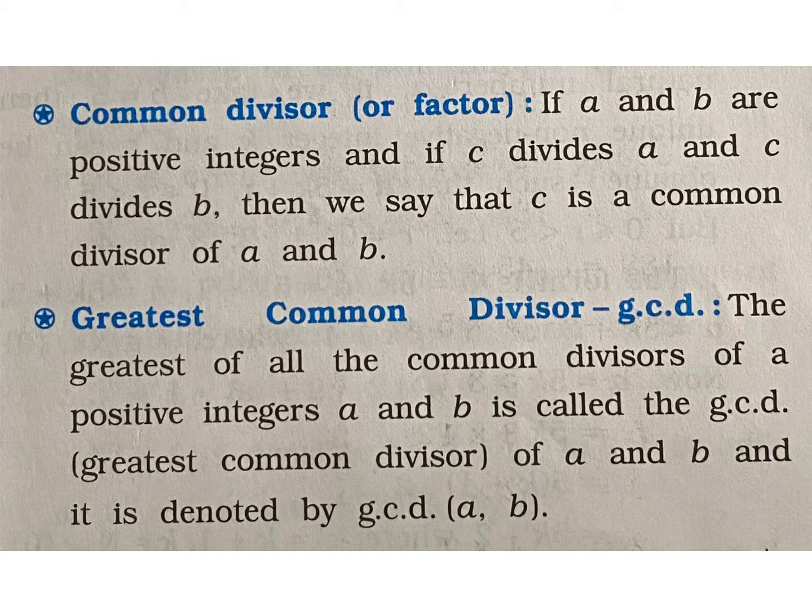The greatest of all common divisors of positive integers A and B is called GCD and it is denoted by GCD of A, B. It is also called HCF, that is highest common factor of A and B.